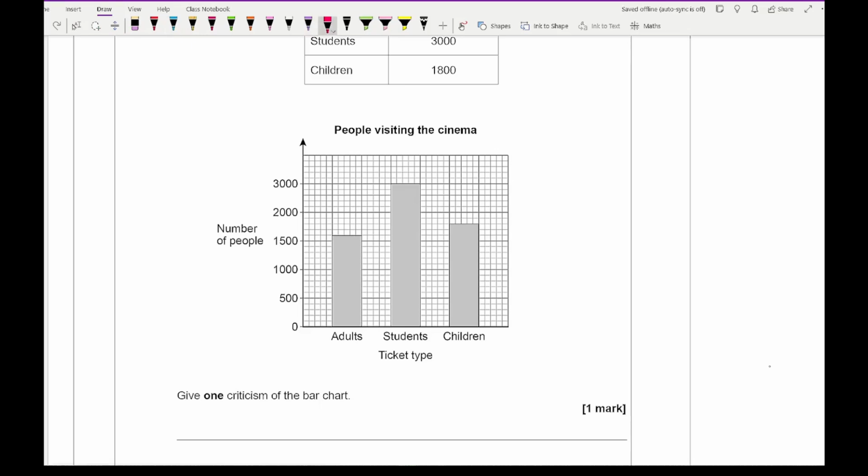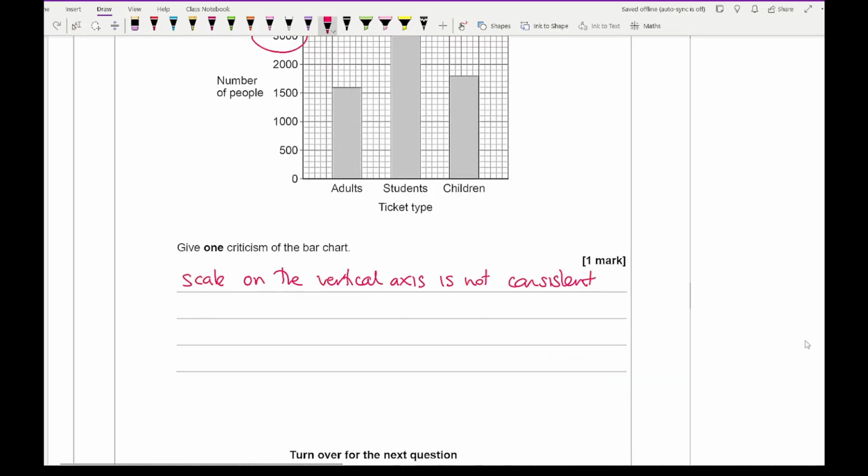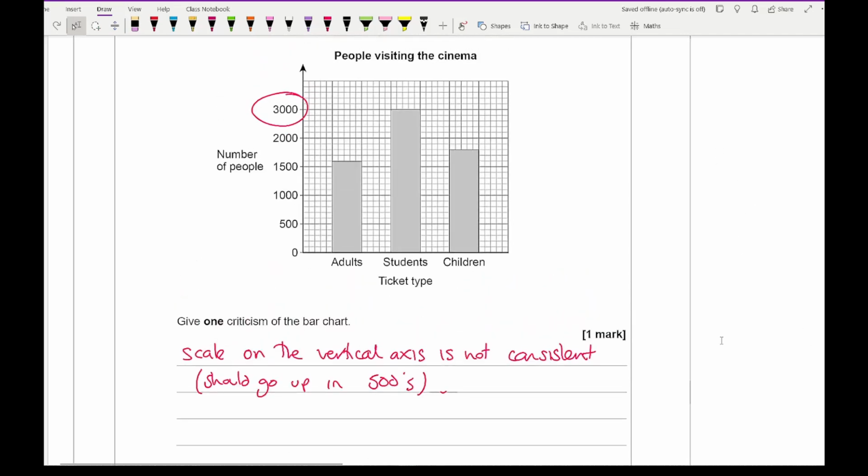Now, as you can see, initially the vertical scale goes up in 500s, but here we can see we've got an error. So here we can say something along the lines of that the scale on the vertical axis is not consistent, and we can write in brackets, or if you want to go into a little bit of detail, it should go up in 500s, which from 2000 to 3000 it doesn't, because it goes up by 1000.